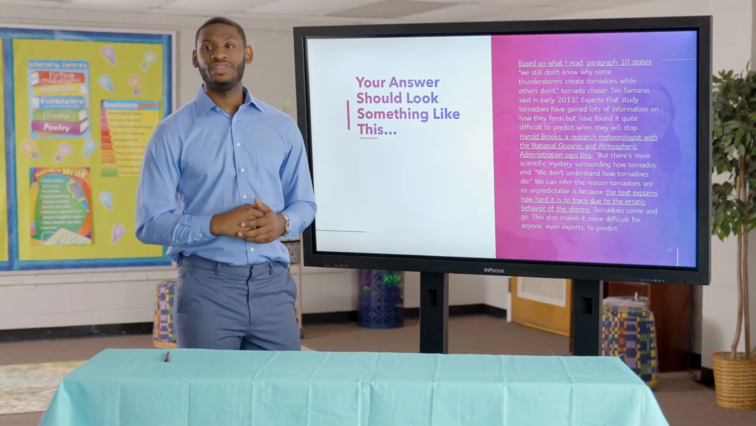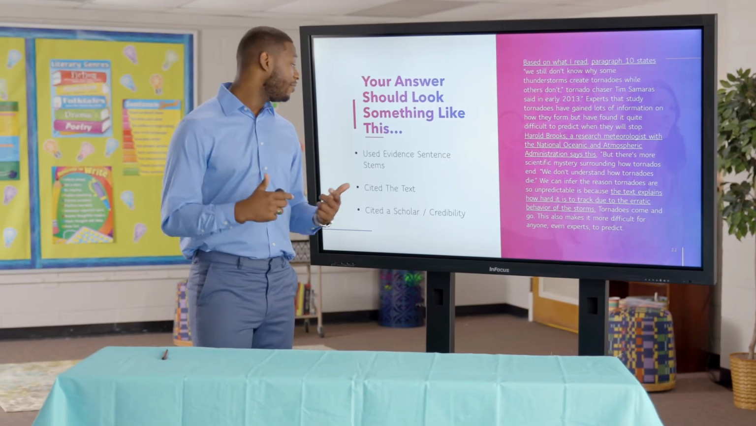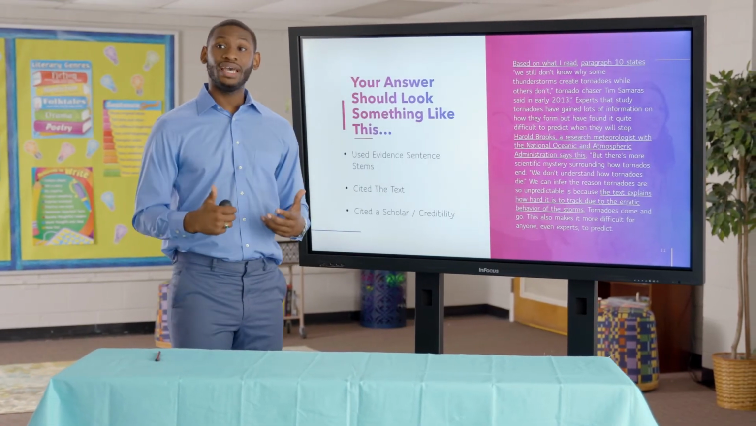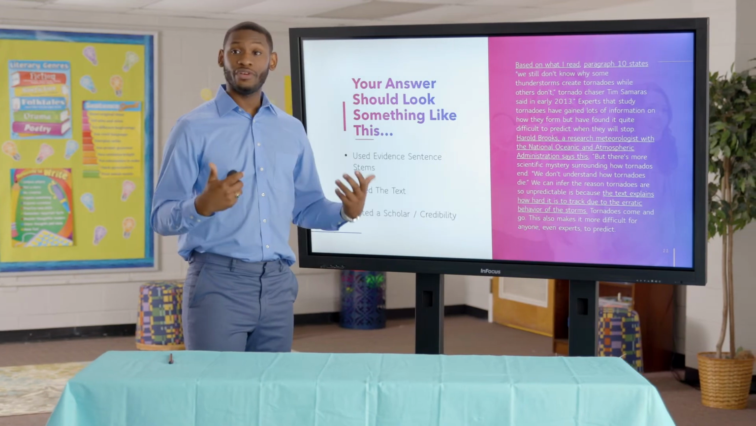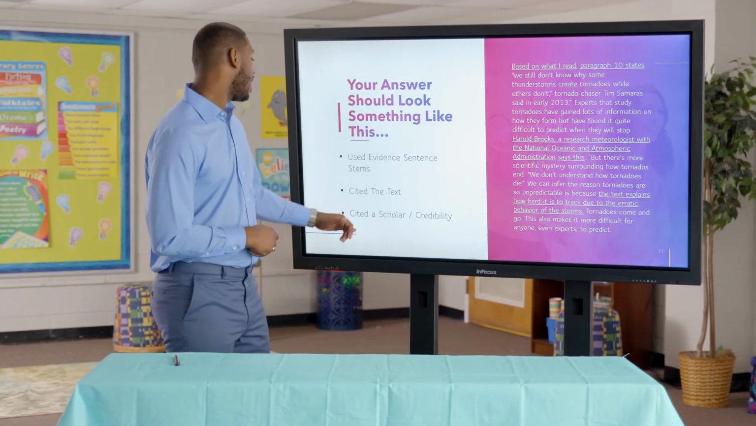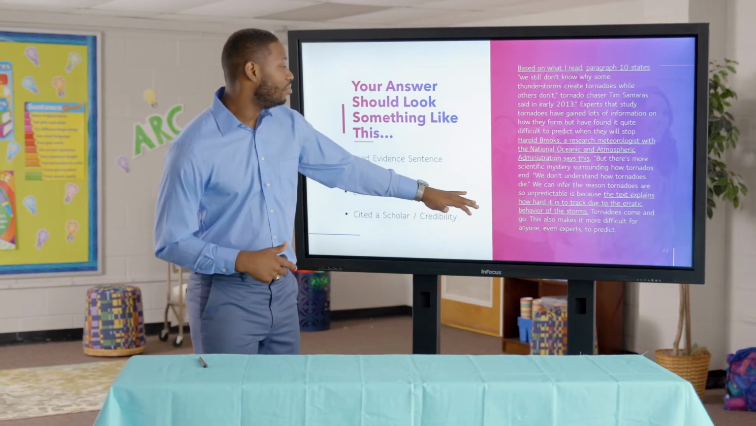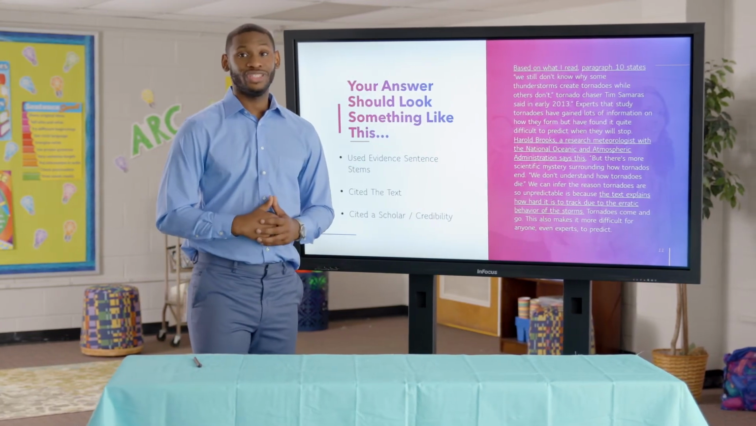Notice how I used a couple of things. I used the evidence sentence stems from the previous slide. I also cited the text. Within the text, I gave credit to where credit was due. I then cited scholarly or credible sources like Mr. Harold Brooks, the researcher. Now it's time for you to answer the question and build your own response while citing evidence.